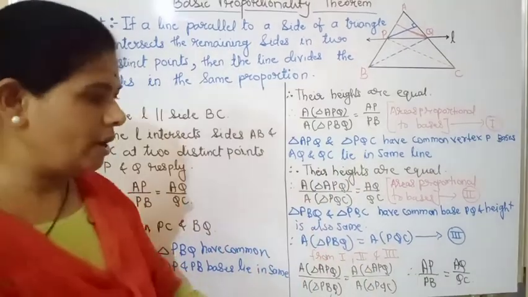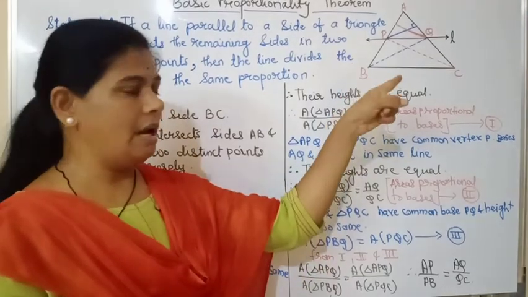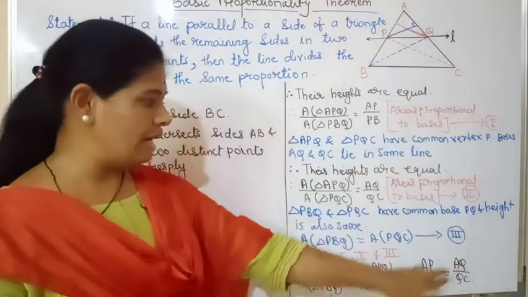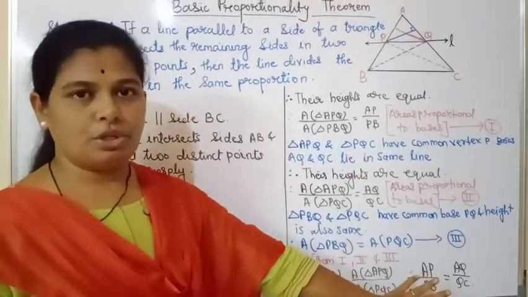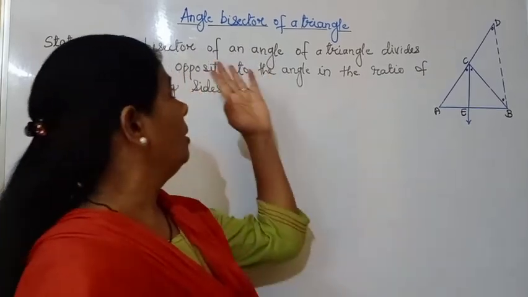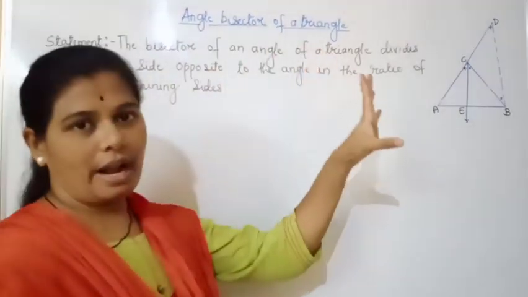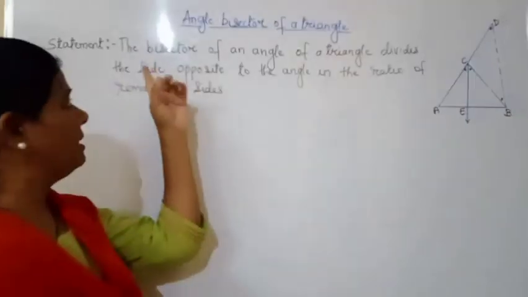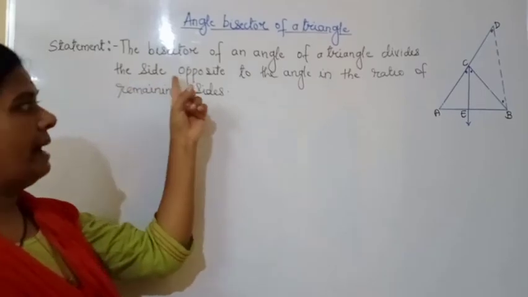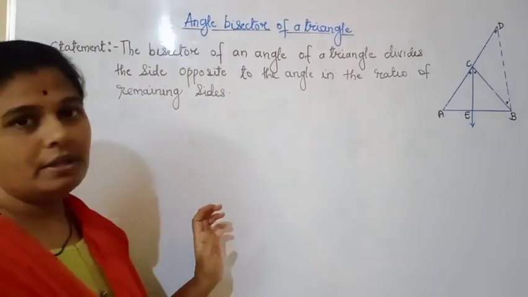In this way we have proved that the line L, which is parallel to side BC, divides the remaining two sides in the same proportion. We are going to study the second theorem, the property of angle bisector of a triangle. The statement is: the bisector of an angle of a triangle divides the side opposite to the angle in the ratio of the remaining sides.